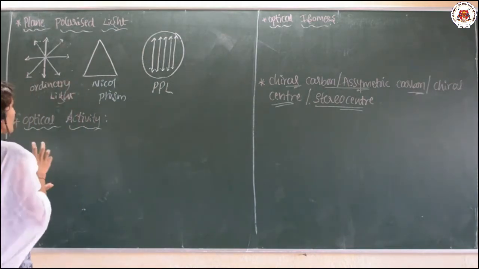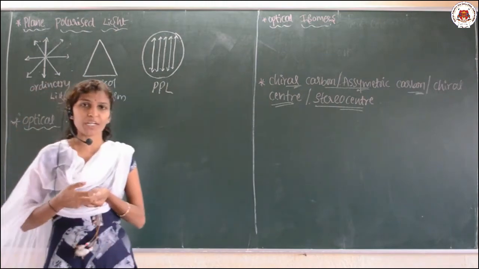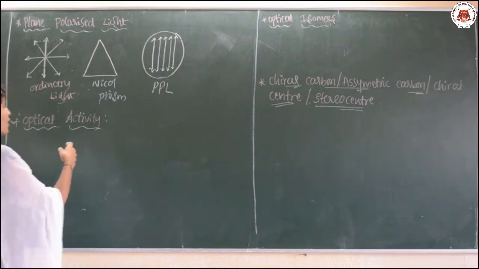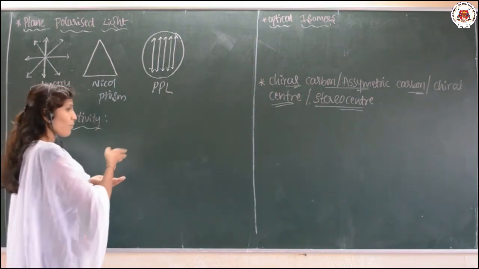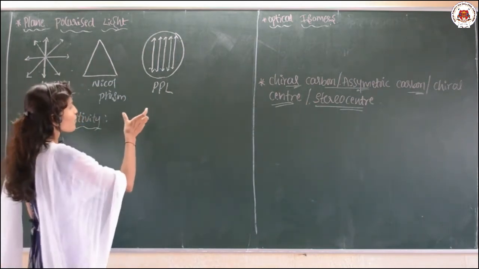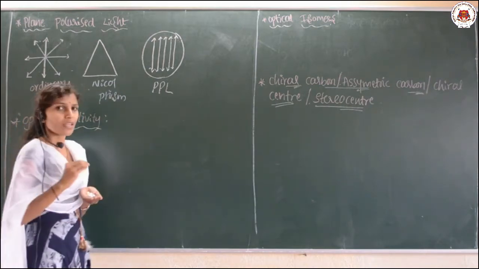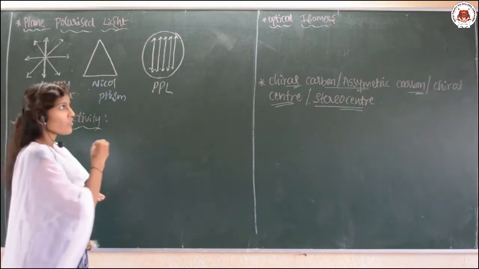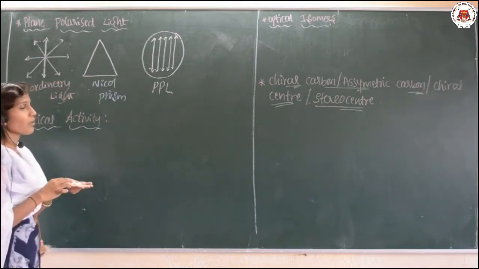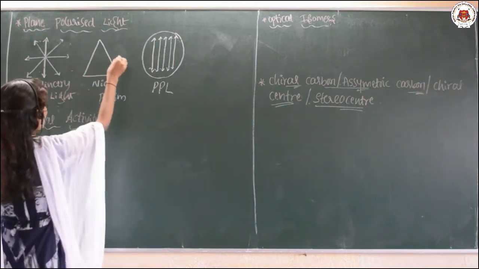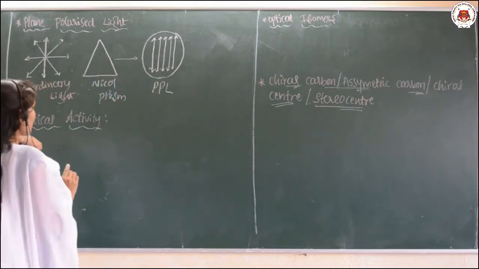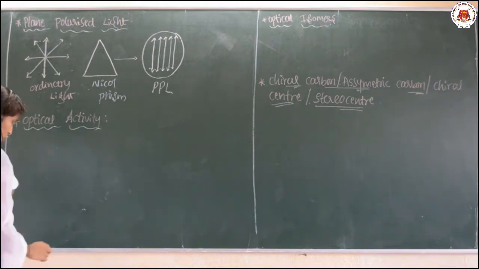Clear? So ordinary light will vibrate in all the directions. When the ordinary light is passed through a Nicol prism, we get the plane polarized light. Plane polarized light is nothing but the light whose vibrations are confined to a single plane. So when it is passed through, we get the plane polarized light. Clear? So next we will come across the term optical activity.